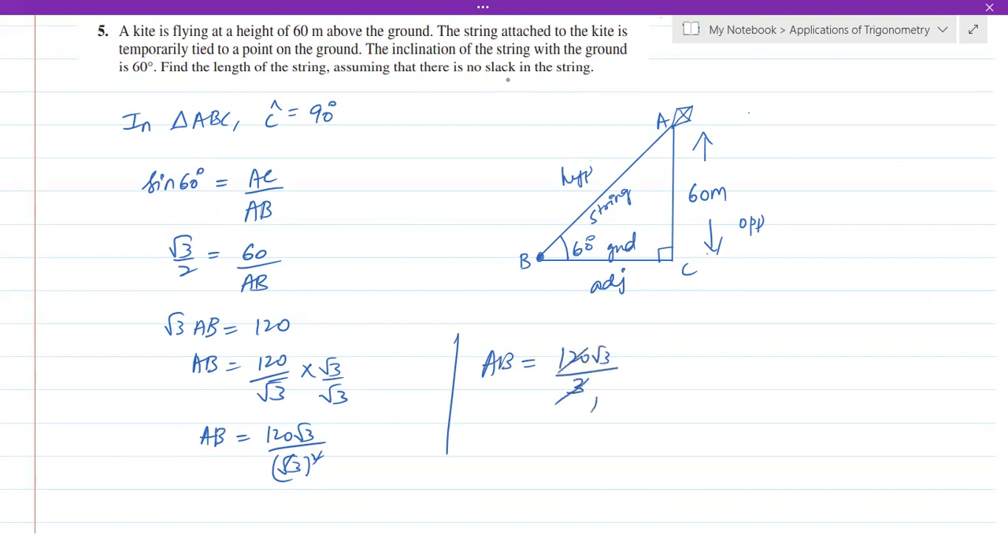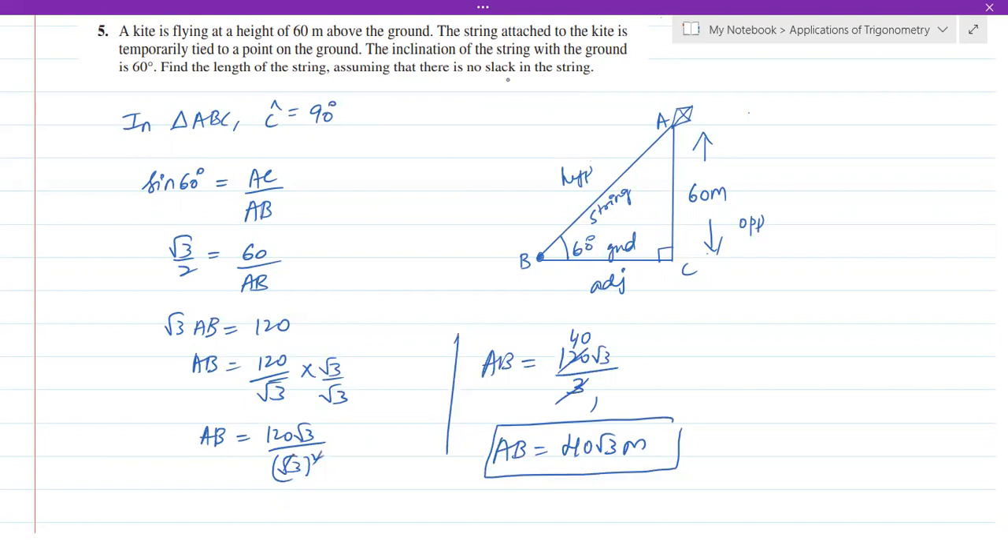So 3 ones are 3, 3 forties are 120. Therefore, the length of the string is 40 root 3 meters. Remember, if they have given the value of root 3, we have to substitute and calculate it. Anyhow, they have not given the value of root 3 here. So we are not going to substitute and calculate it.